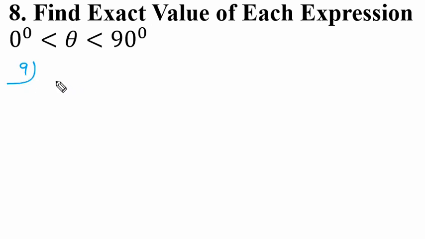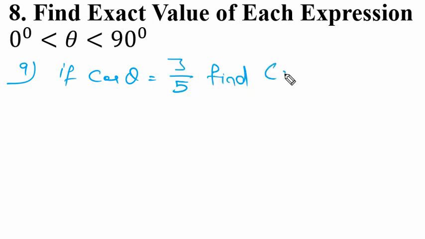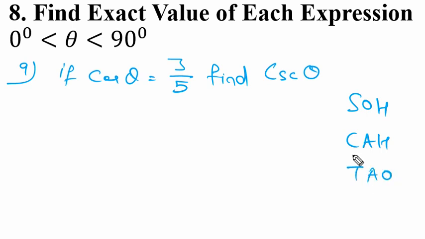First question we have: if cos theta is equal to 3 over 5, then you have to find cosecant theta. So how can I do this? There are multiple ways. One is with a triangle. So you should know the trick SOH, CAH, and TOA. What do I mean by this?